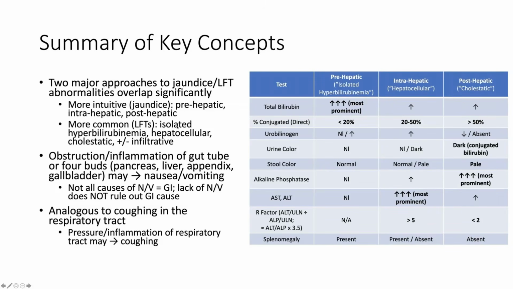I am going to include, however, the more common way of describing LFT abnormalities, which you'll see more in textbooks, and certainly that was what we learned at Stanford and what they did at MGH, which is thinking about it in terms of recognizing the pattern. So isolated hyperbilirubinemia, which is kind of like the prehepatic, hepatocellular, which is essentially the intrahepatic, and then cholestasis or cholestatic, which is basically your posthepatic. There's a lot of overlap between them, which is why I included them in one.